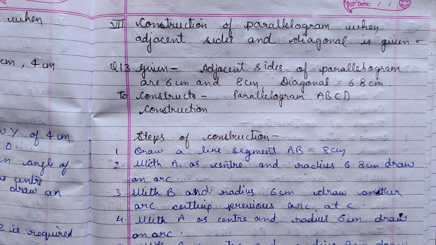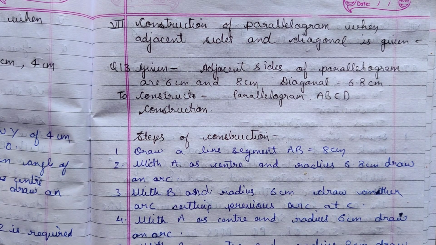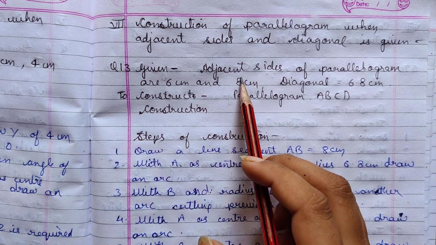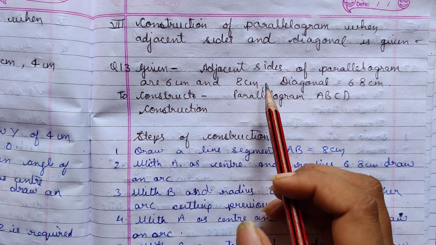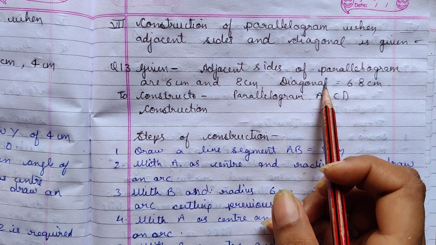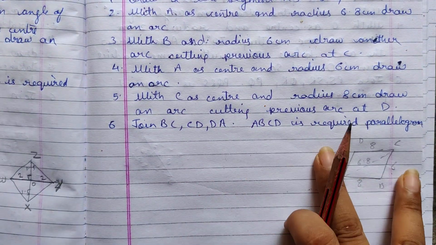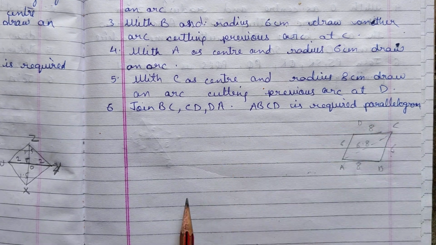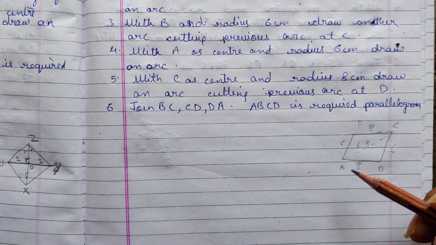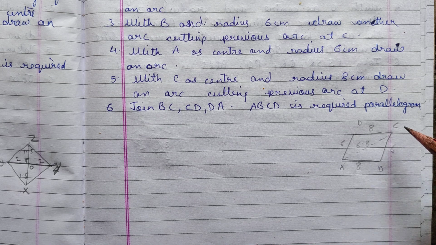Next type is construction of parallelogram when adjacent sides and a diagonal is given. Okay, so this is question number 13. Adjacent sides of parallelogram are 6 centimeter and 8 centimeter, and one of the diagonal is 6.8 centimeter. So the rough figure for this question is, so what are the properties of a parallelogram? That opposite sides of the parallelogram are equal to each other.